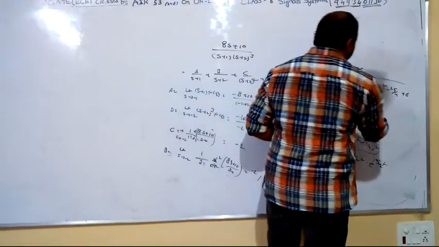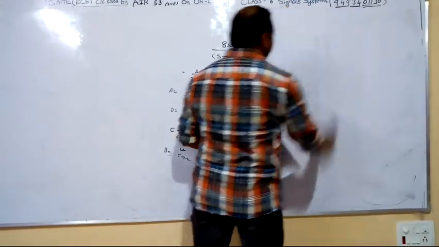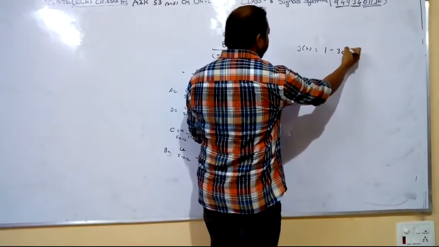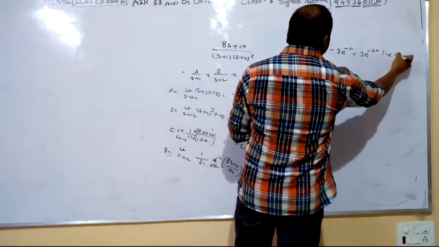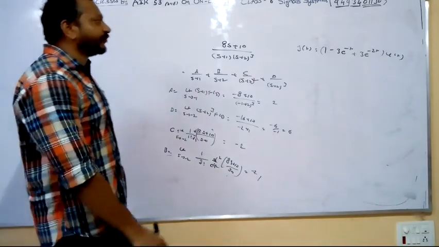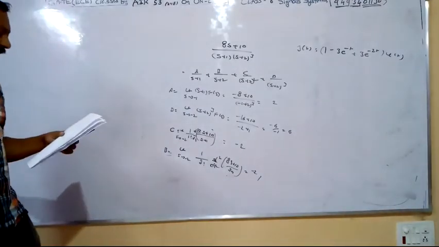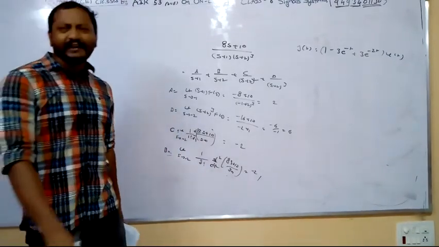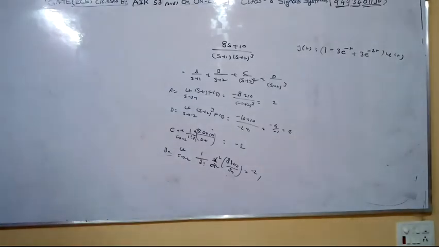Given y(t) is equal to (1 minus 3 e^(-t) plus 3 e^(-2t)) u(t) is the step response of the LTI system. Then calculate the frequency at which the force response is 0.